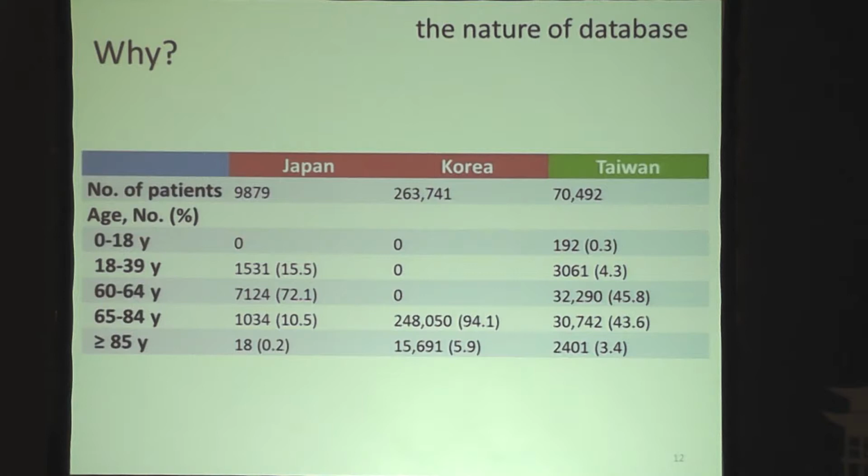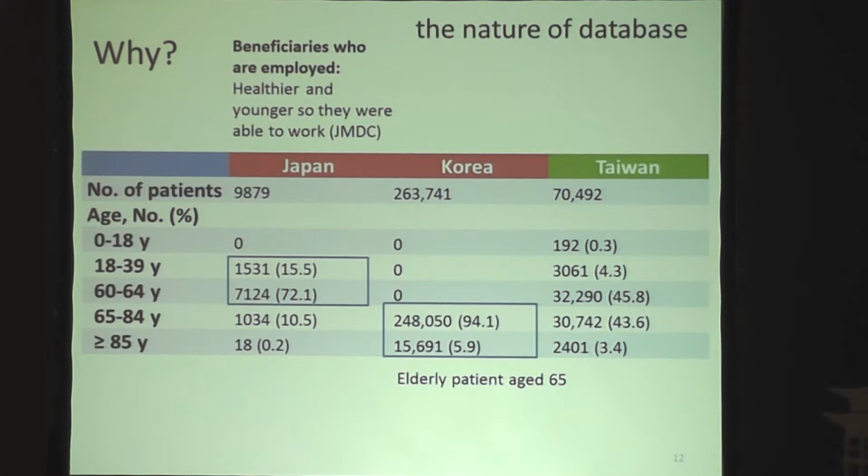So why? I think number one, the most important thing is the nature of the database, because we used JMDC data for Japan's site. As you may know, JMDC is an employee insurance program, which means that it covers beneficiaries who were employed. So maybe patients in the JMDC data are healthier and younger, so that they were able to work. You'll see the age distribution here; JMDC data is younger. In Korea, we used the HIRA database, but we only had elderly patients in the HIRA database at that time.